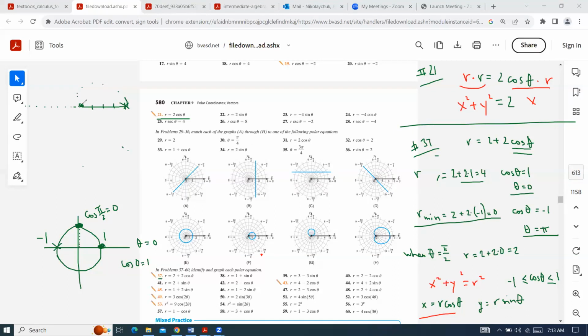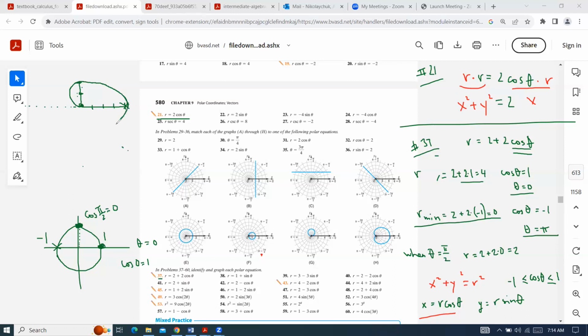So when you have angle 90 degrees or pi over 2, you have value of 2. And you notice it always is going to go smoothly, so it's going to connect like that and then go there, and it looks like it's a half of the cardioid, right?